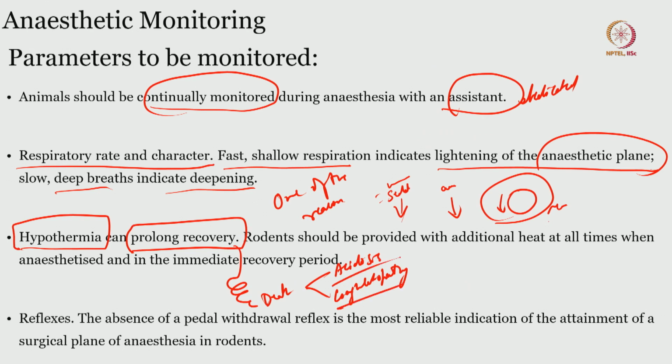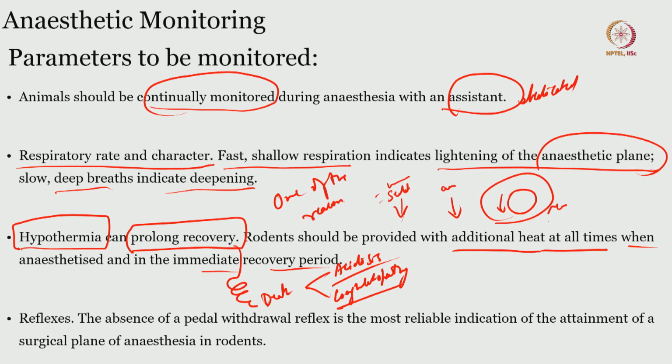So, this we will discuss in detail later, but temperature is a very important parameter. Hence, for the reason that I just discussed, you need to provide additional heat at all times when anesthetized and in the immediate recovery period. That is very important. It is not just enough to give the heating atmosphere or the additional heat only during the surgery. It is very important that you carry it down to the recovery period until a full recovery happens.